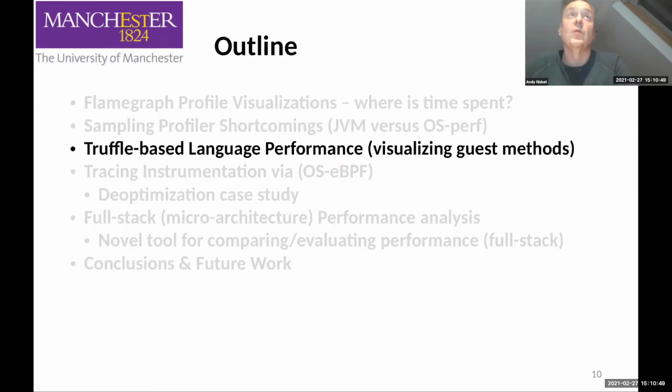So, where are we up to in the talk? We're now going to talk to you about Truffle-based language performance and how to visualize guest language methods.